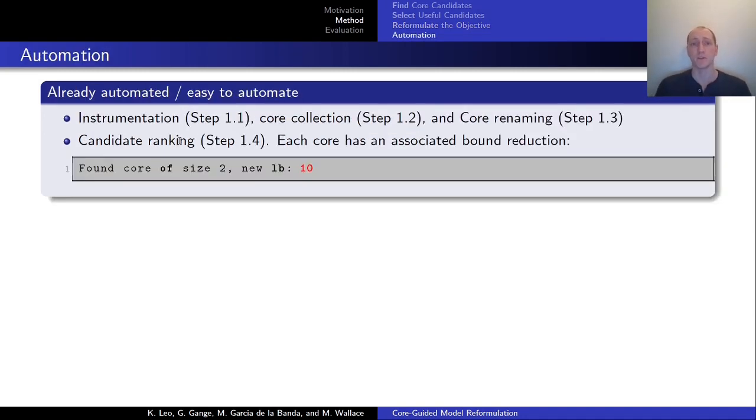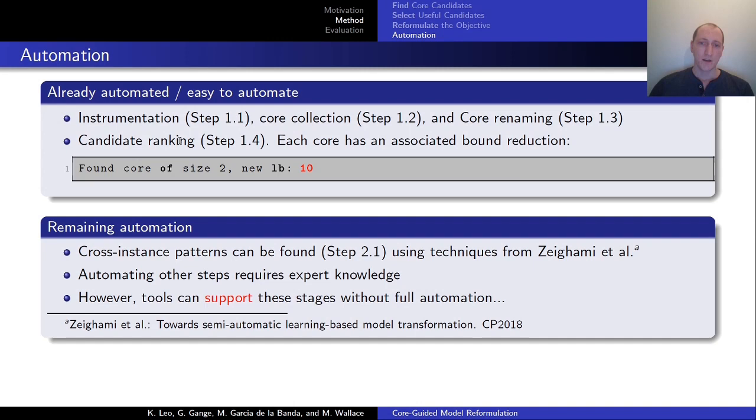In terms of automation, we've automated the first step pretty much completely. So the solver has been instrumented, we can collect our cores, and we can do the renaming automatically. However, we would like to do a bit more. In particular, we can see a way to do the pattern generation based on the techniques from Zagami et al.